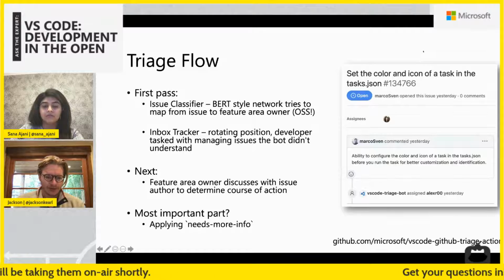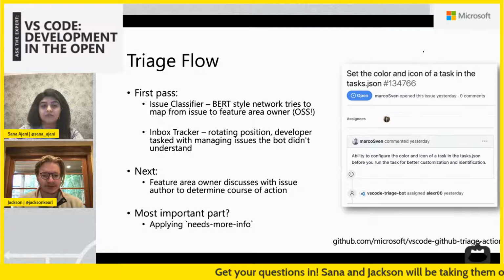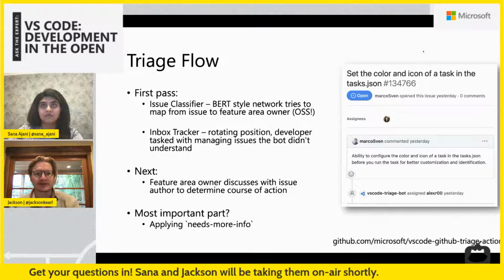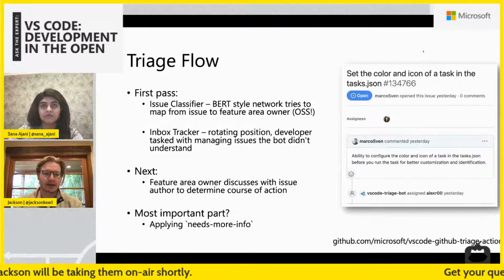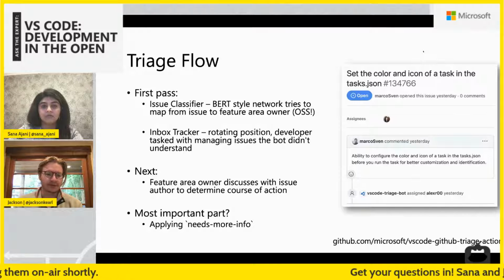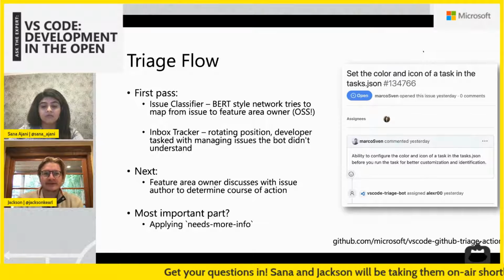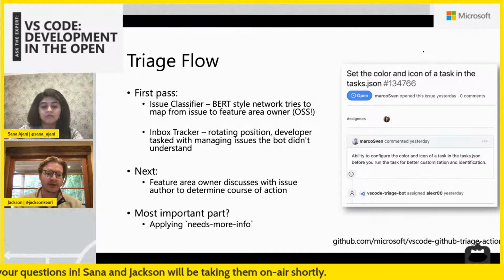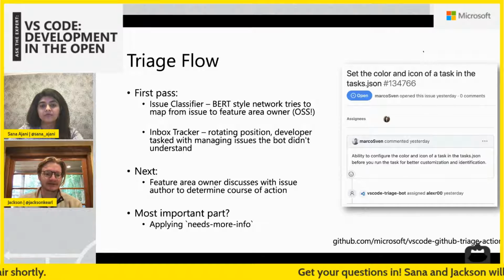So once the feature area owner gets the issue, it's up to them to decide what the proper course of action is. If it's a feature request, is it a feature request that makes a lot of sense and it's something that they were going to implement immediately or within a couple iterations, or is it something that maybe makes sense, or is it something that just doesn't fit into the VS Code model at all, in which case we just close it out. And we appreciate the feedback, but it's really just not something that could fit in.